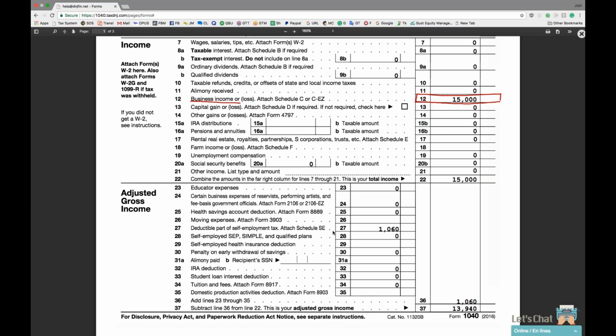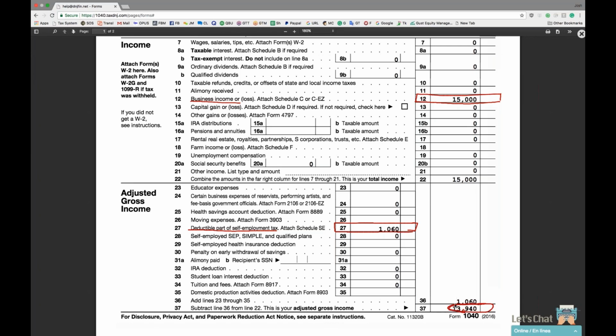I do see here, on line 27, an adjustment to income, and that is the deductible part of self-employment tax. There's a deductible part that you're going to see here. Because he is self-employed, the IRS is not going to charge income taxes on all 15,000. It's going to charge him taxes on this 13,940. That's where the IRS is going to calculate taxes.